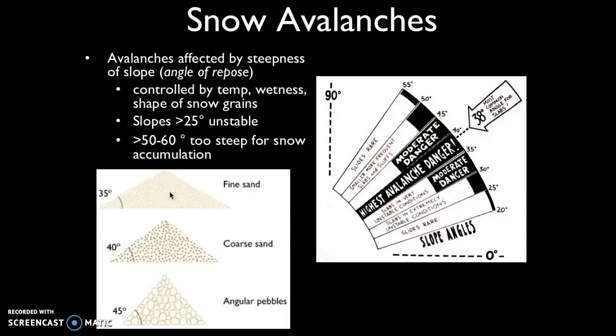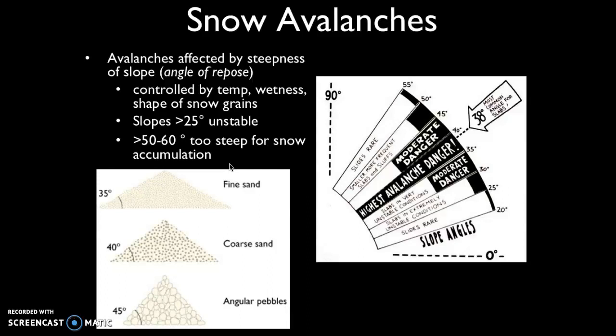Okay? So along those lines, snow avalanches are going to be a little bit different than most of the other materials. They're going to have a sweet spot at which flows are going to occur. These avalanches are actually going to happen. And that angle is going to be about 38 degrees. So 38 degrees is the angle at which slab avalanches tend to occur.